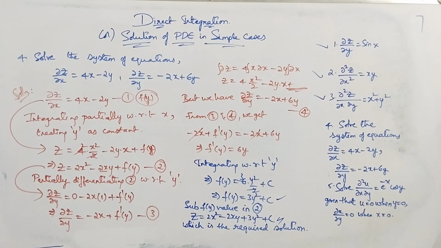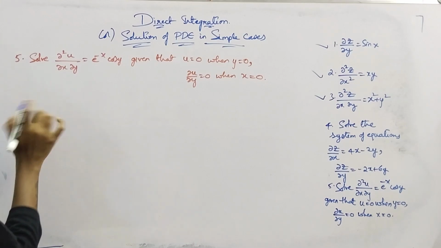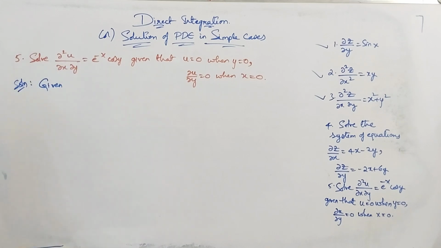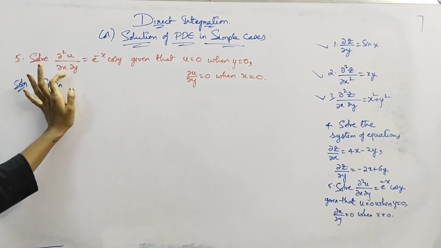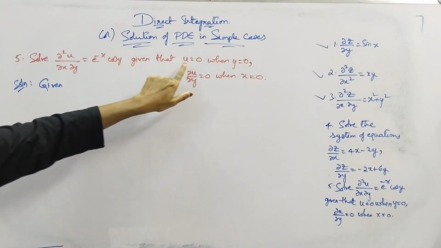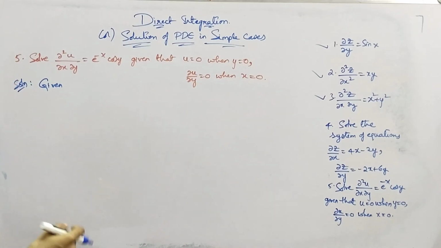Now coming to the fifth one. Here comes the problem, which is a bit difficult. I mean, if you are not really good at derivatives or integrations, you may feel that way, but it's not actually difficult, it's easy. So the question is: solve dou square u by dou x dou y equal to e power minus x cos y, given that u equal to 0 when y equal to 0 and dou u by dou y equal to 0 when x equal to 0, right?